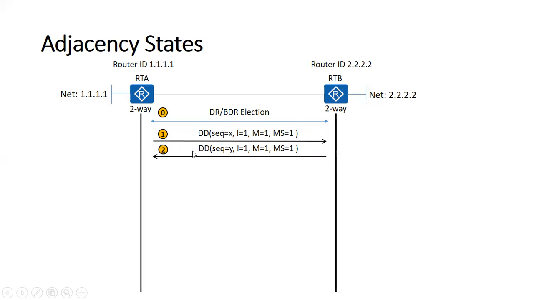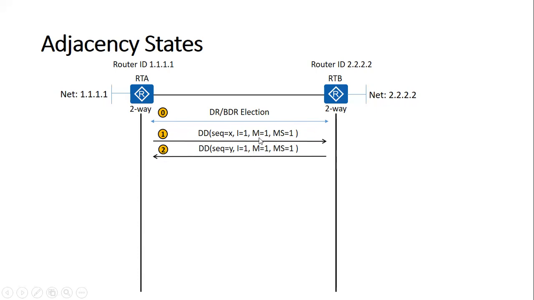Remember, the packet header will always have the router ID as part of the sections. So this router will look and see, look, the one that has sent me this DD has a higher router ID. So I will relinquish my master. So I'll be slave. So the MS bit will be set to 0.